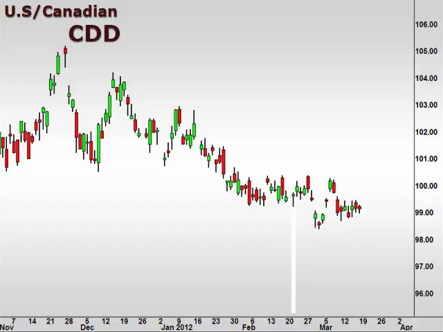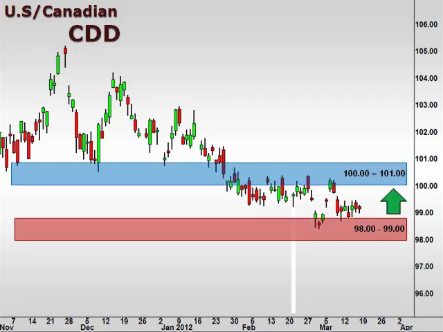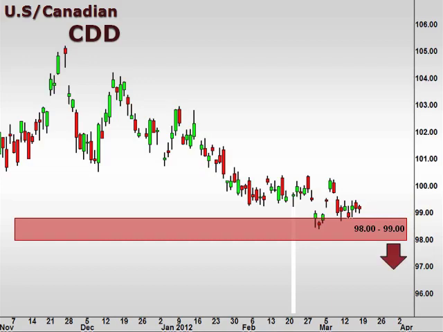Next up, the CDD, the US versus the Canadian dollar. Well, the downtrend in the CDD is still in place. However, support at 99 is lending credibility to the potential for a bottom here. 100-101 remains an important overhead resistance, and a break below 98 will suggest a continuation of the downtrend.